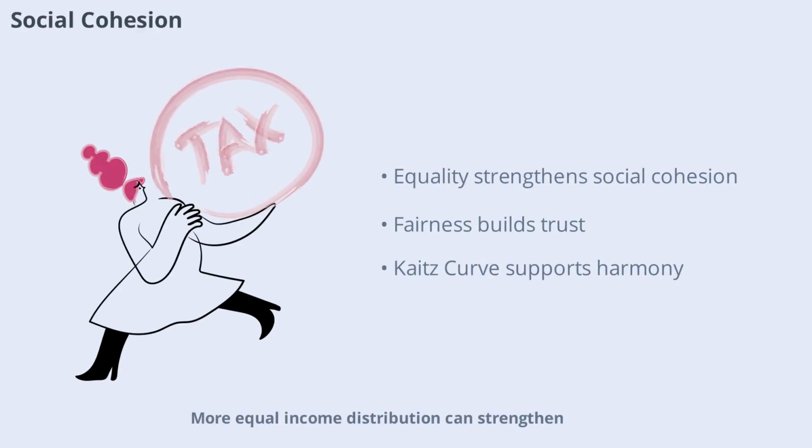More equal income distribution can strengthen social cohesion and trust within communities. When people feel that economic opportunities are fairly distributed, they are more likely to participate in civic life and support collective goals. The Kaitz curve helps policymakers design wage policies that foster greater social harmony and stability.